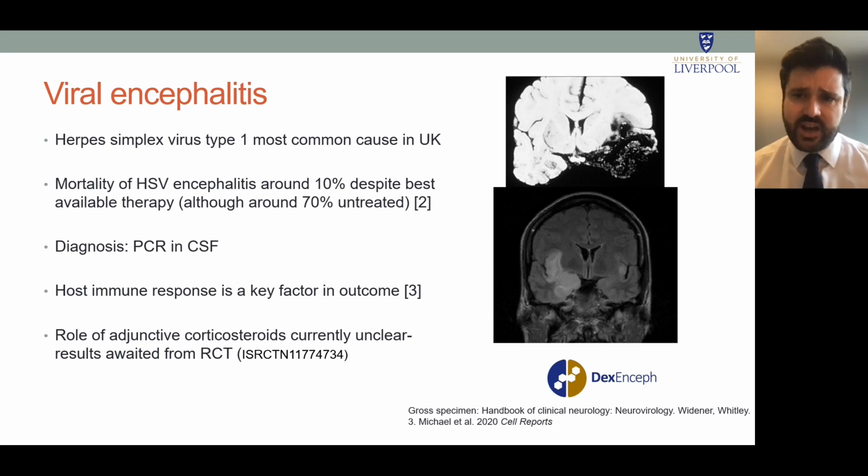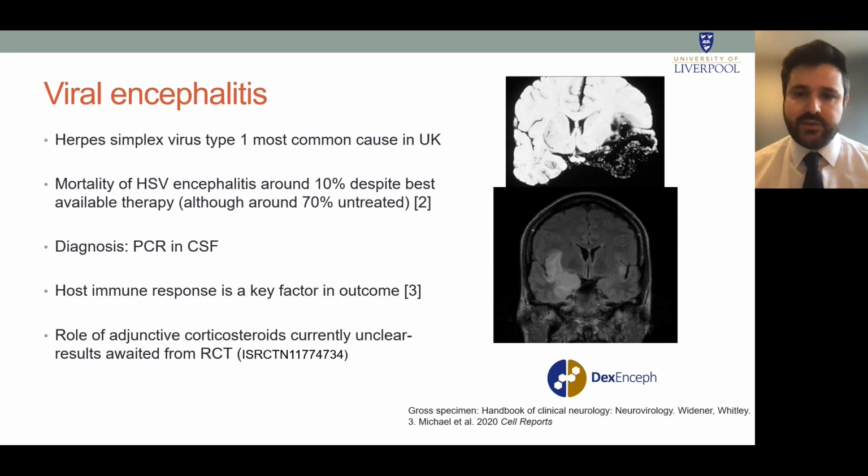And this condition has an untreated mortality of greater than 70%, which is reduced to around 10% in the most recent studies with acyclovir treatment. So it's really vital to identify this and to treat it promptly. And we know from our work and others that the host immune response is really crucial to the outcome. But we also know that it's a double-edged sword.